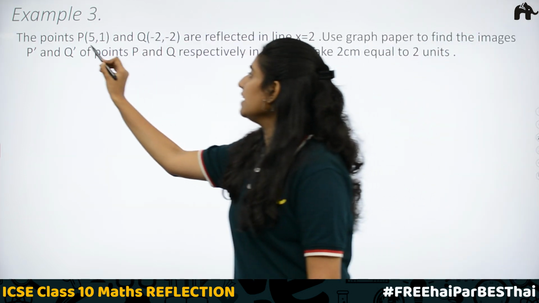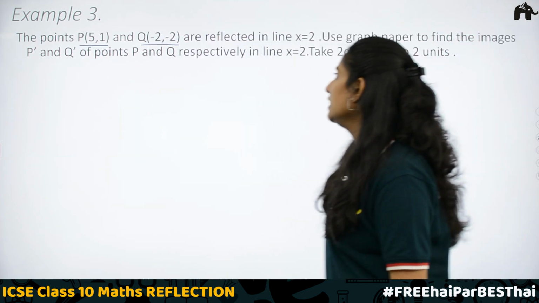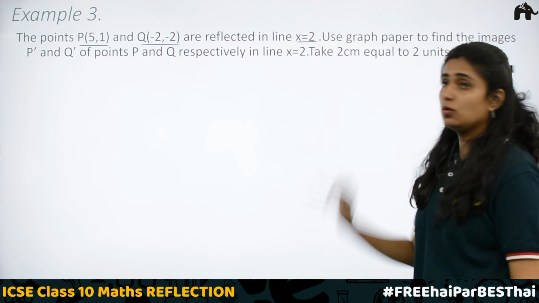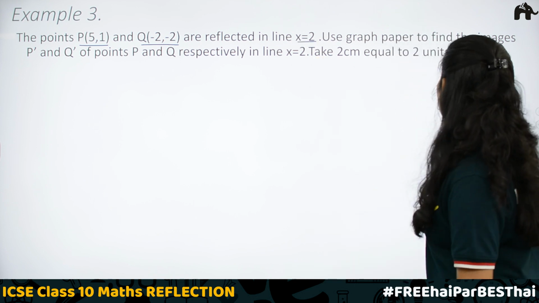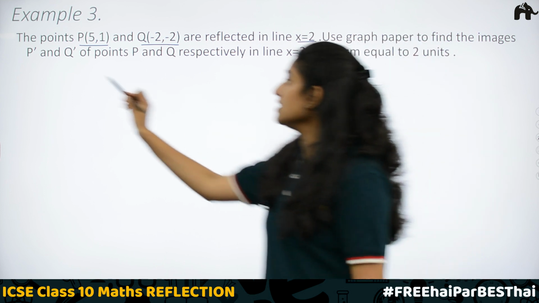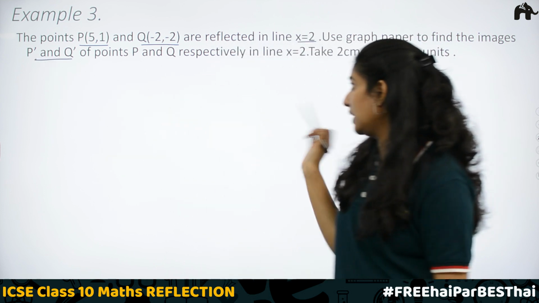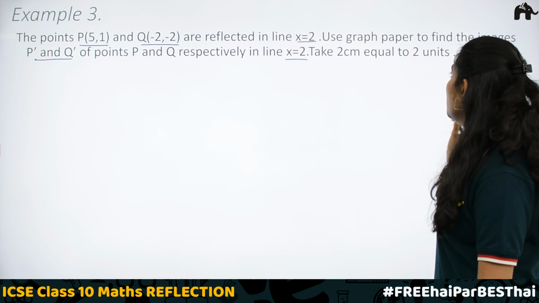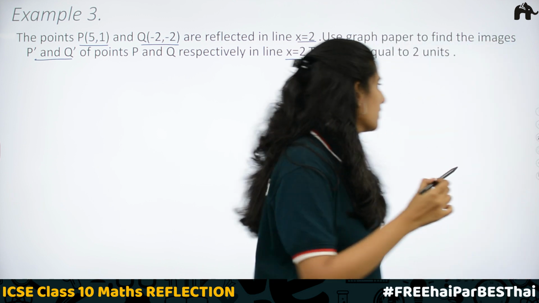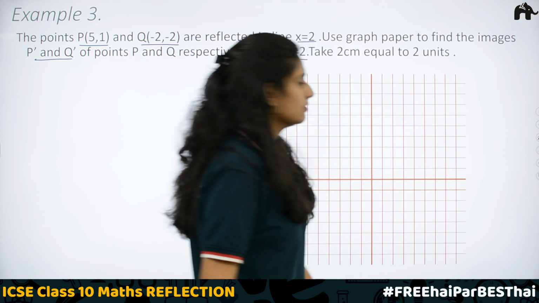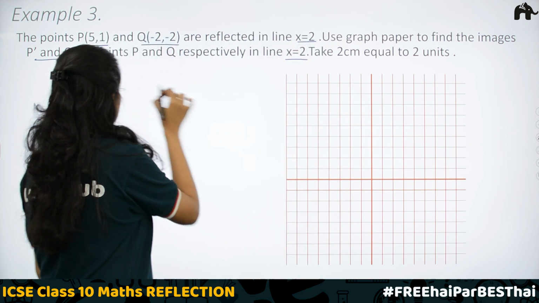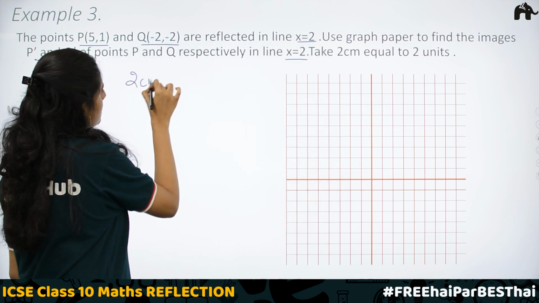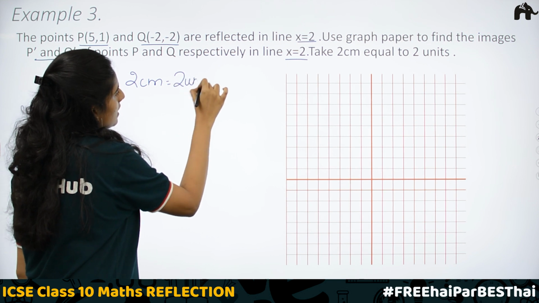Next, example 3. The points P 5, 1 and Q minus 2, minus 2 are reflected in the line x is equal to 2. Use graph paper to find the images P dash and Q dash of points P and Q respectively in the line x is equal to 2. Take 2 centimeter equal to 2 units. Here, it is given that we have to take 2 centimeter equal to 2 units.